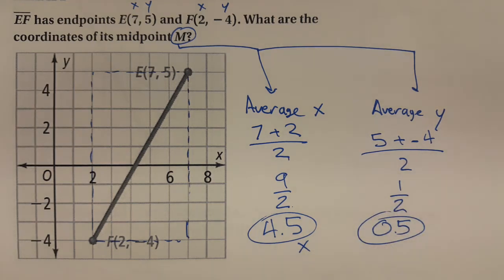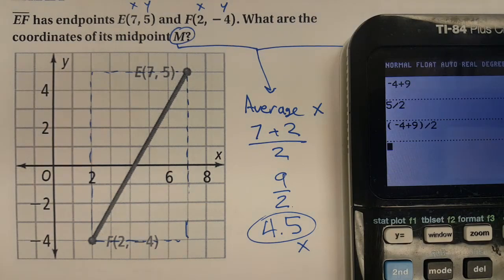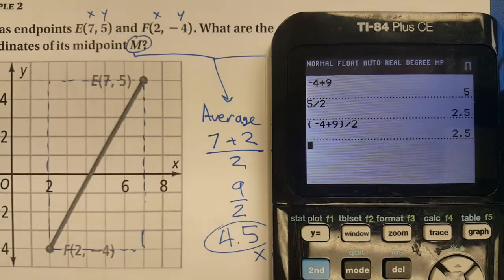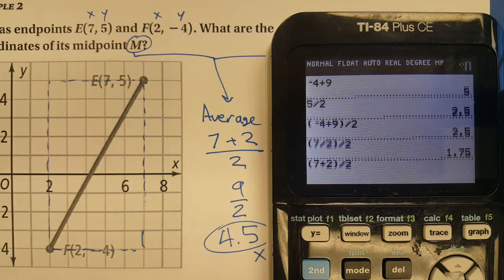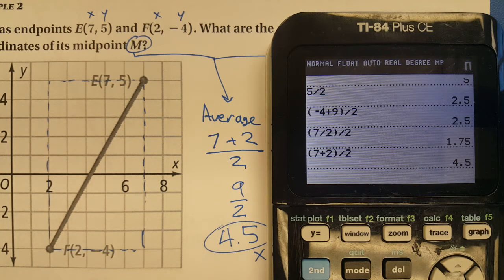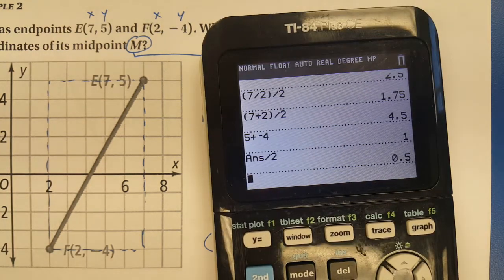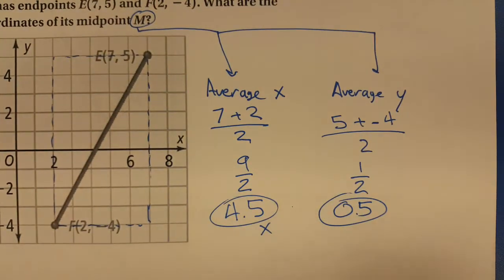Okay, let's double check with a calculator just to be safe. Here we go. My mental math I think is pretty good, but it's nice to take 5 extra seconds and be safe. Again, big fingers, bracket, 7 plus 2. There we go. And then it was 5 plus a -4. Enter, divide by 2. There we go. 4.5 and a half. There's my x and y coordinate of my midpoint.